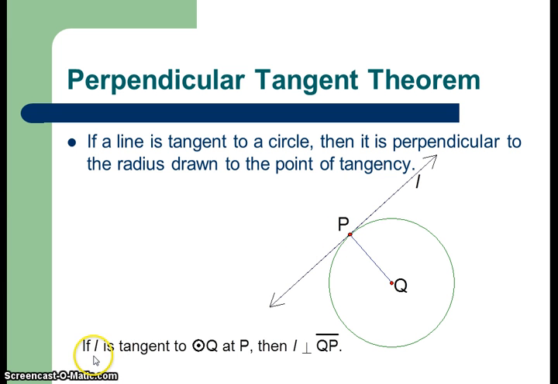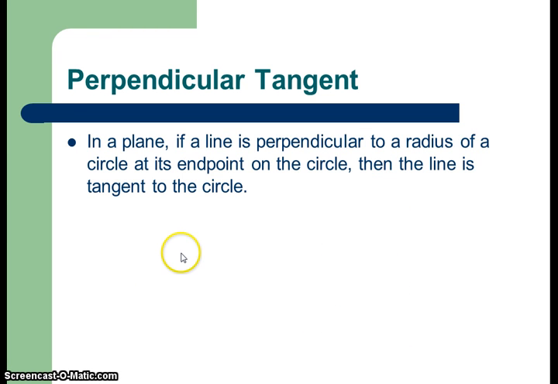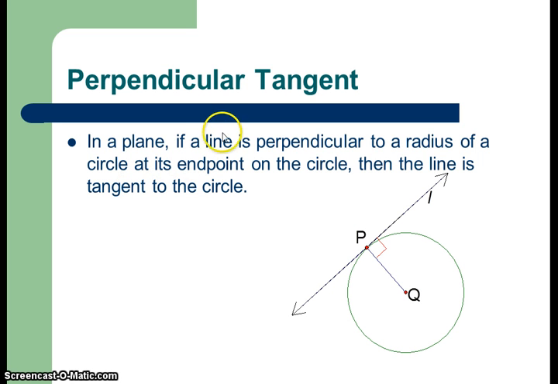So if line l is tangent to circle Q at P, then l is perpendicular to PQ. This is just a symbol for perpendicular. So this is just saying that these are perpendicular lines. So in a plane, if a line is perpendicular to a radius of a circle at its endpoint on the circle, then the line is tangent to the circle. That's just reinforcing what I said. We've got a perpendicular line here, therefore this line must be tangent.